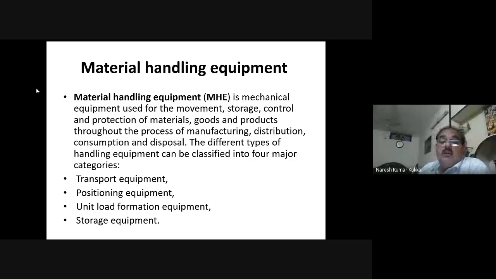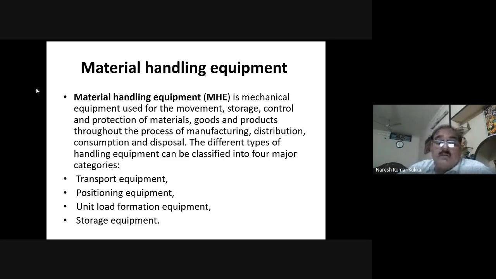The different types of handling equipment can be classified into four major categories. One is transportation equipment. Transportation equipment means all types of equipment we use. There are sometimes forklift-type equipment to move material from one place to another. Sometimes trolleys are there. Sometimes vehicles are used to transport material from one side to another. So transport vehicles are used to move material from one location to another location.